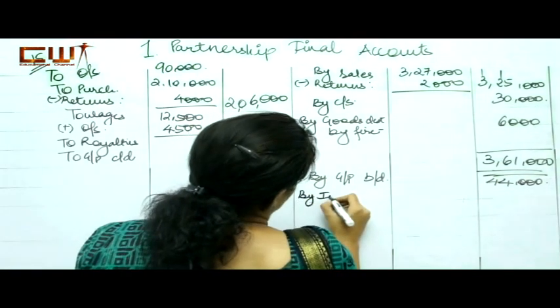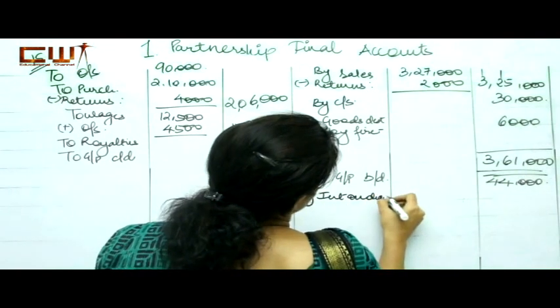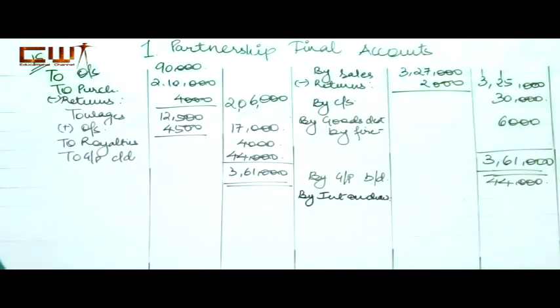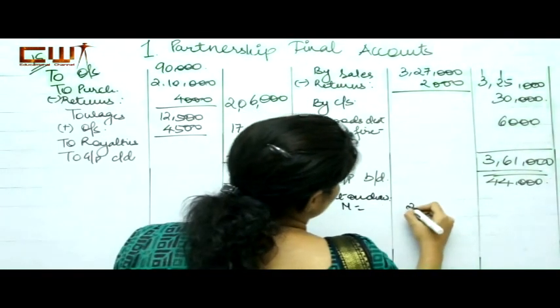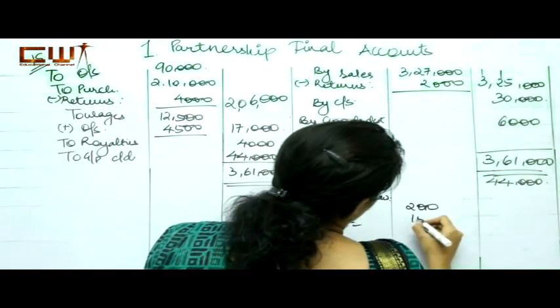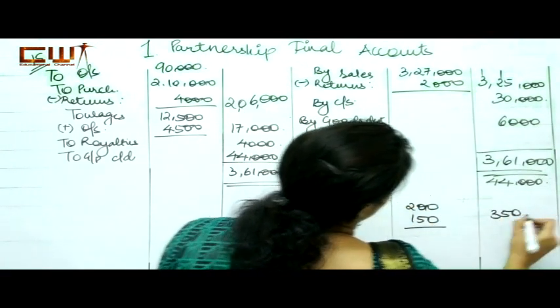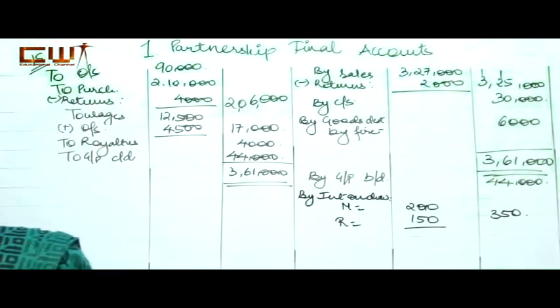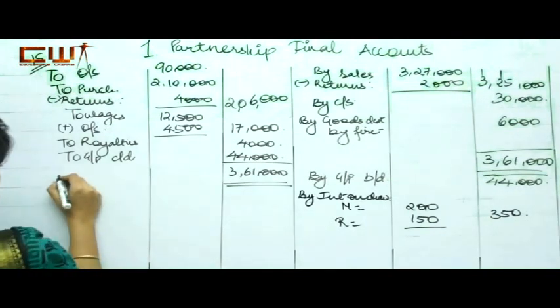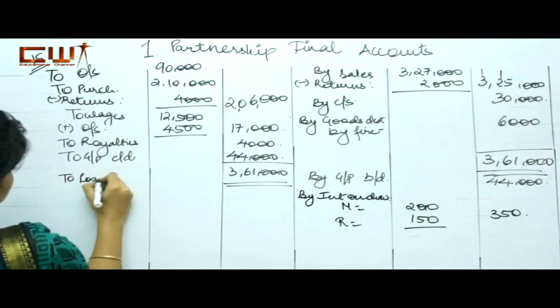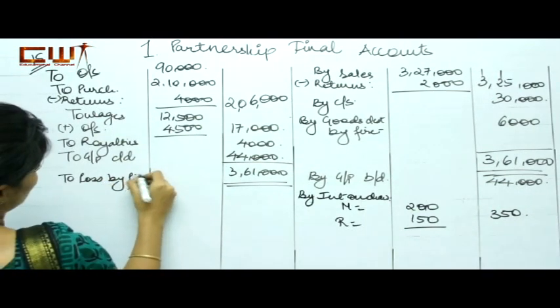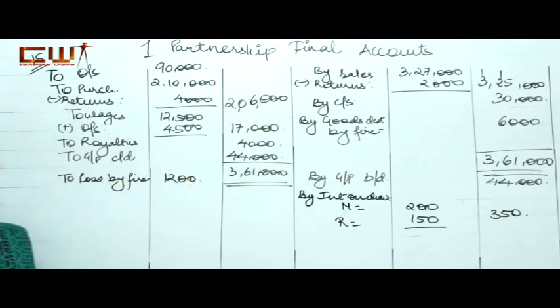By interest on drawings, see how much interest they have given. Interest on drawings for Mohan was 200 and Rohan 150. So total will be how much? 350. Alright. Any other thing that is missing? Goods destroyed by fire. Insurance company admitted a claim of 4,200. So you have 6,000 and you have 4,200, so it will be 1,200. Just mention here, to loss by fire, 1,200. Right?